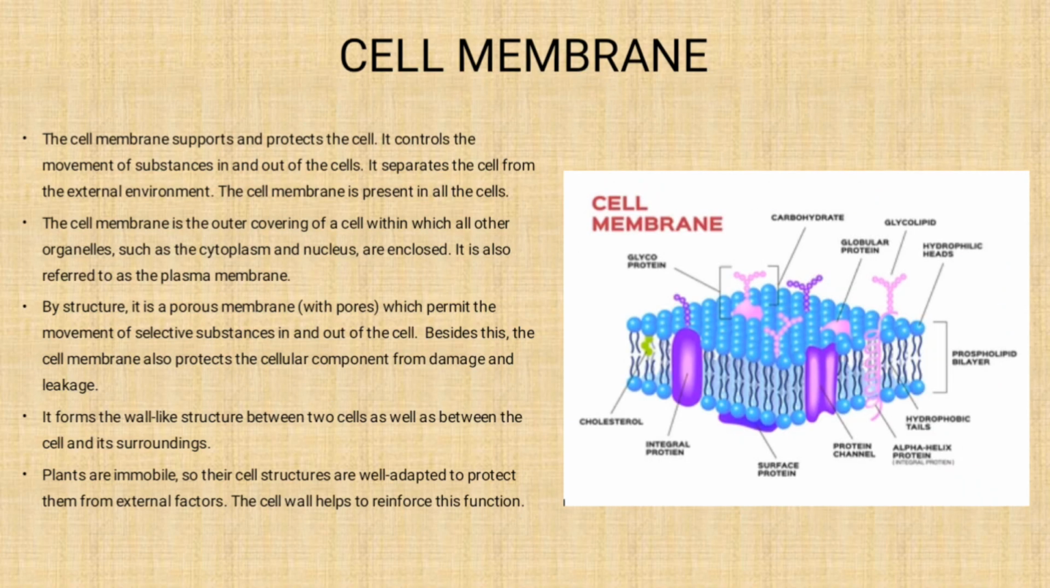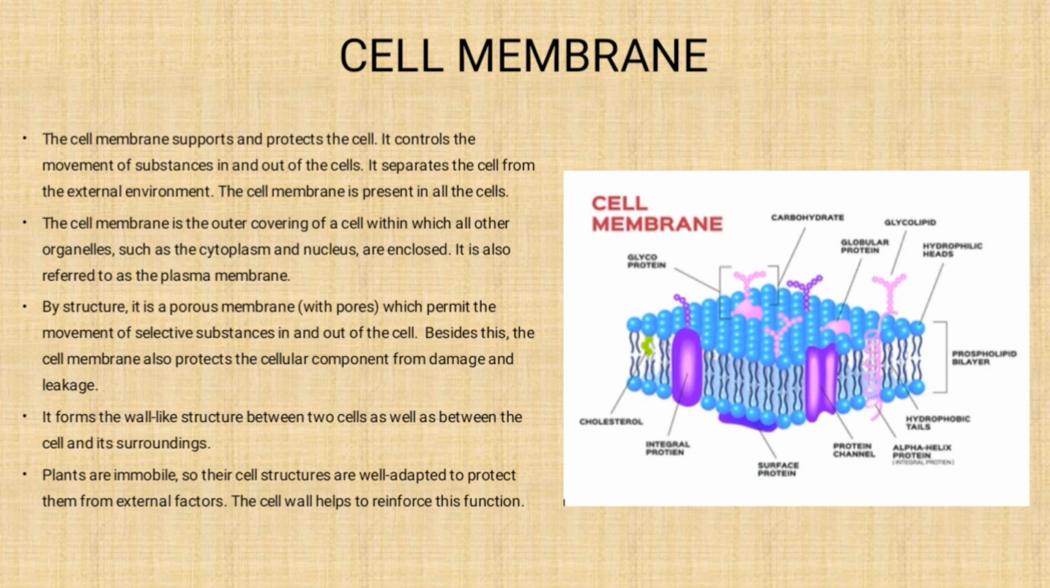Now, moving along, we'll be looking at the components one after the other. First, we are looking at the cell membrane. Now, the cell membrane is a structure that supports and protects the cell. It controls the movement of substances in and out of the cell. It also separates the cell from the external environment. The cell membrane is a vital component in all cells. It is present in all cells.